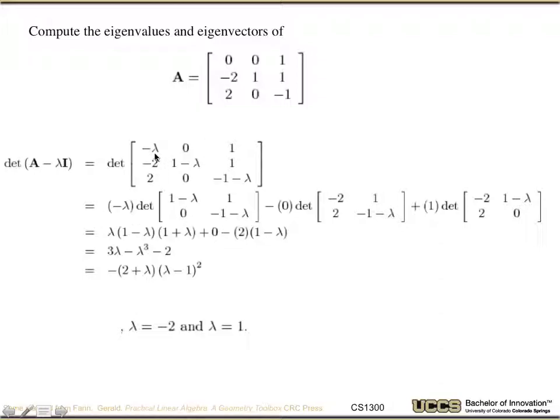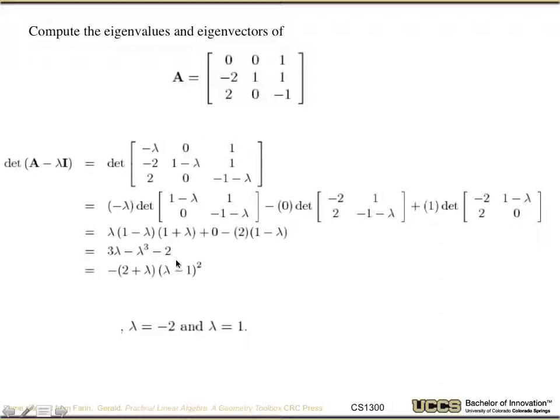So I'm going to take minus lambda times the determinant of the 2 by 2 subblock below it. So I get minus lambda times the determinant of this 2 by 2, minus the quantity 0 times the determinant from the other cofactor, minus 2, 1, 2, minus 1, minus lambda. And then the last one is 1 times the determinant of the 2 by 2 element that's there. And that gives us overall, work through the algebra, we get 3 lambda minus lambda cubed minus 2, which we can factor.